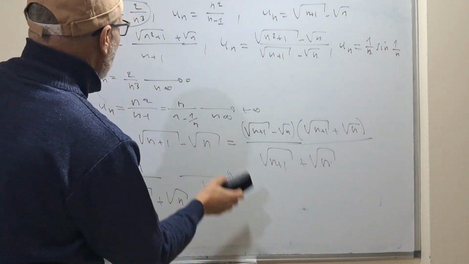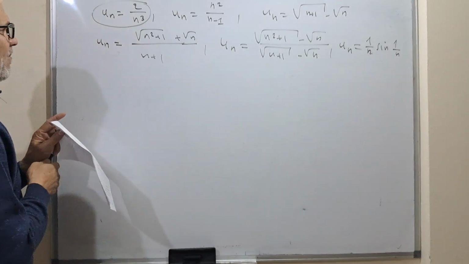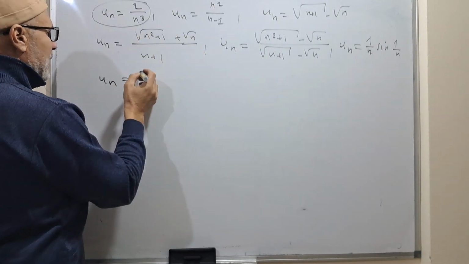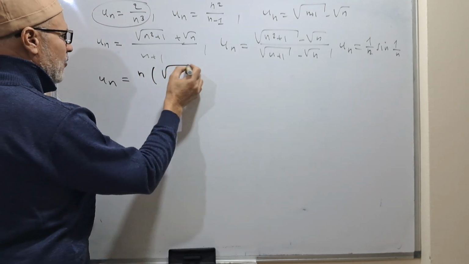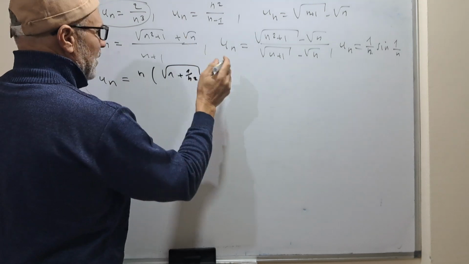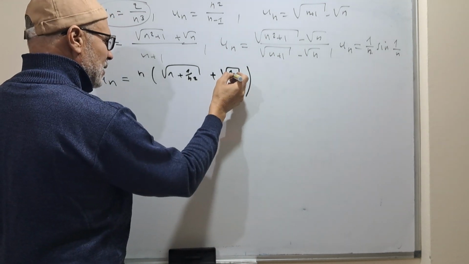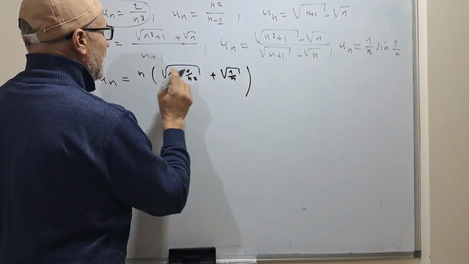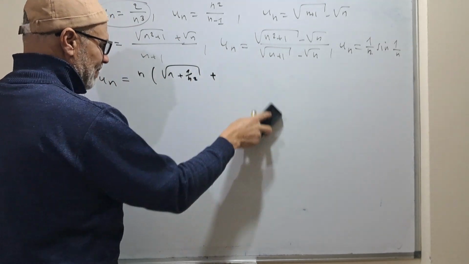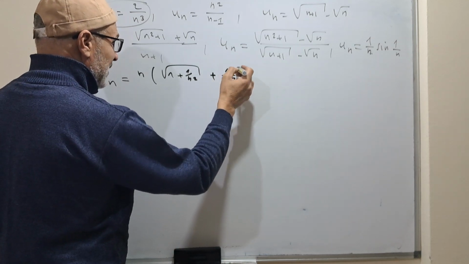For the fourth one, un equal to, we have here n, the square root of 1 over n square, plus here we have the square root of 1 over n, we have the square root of n from here, one over the square root of n.